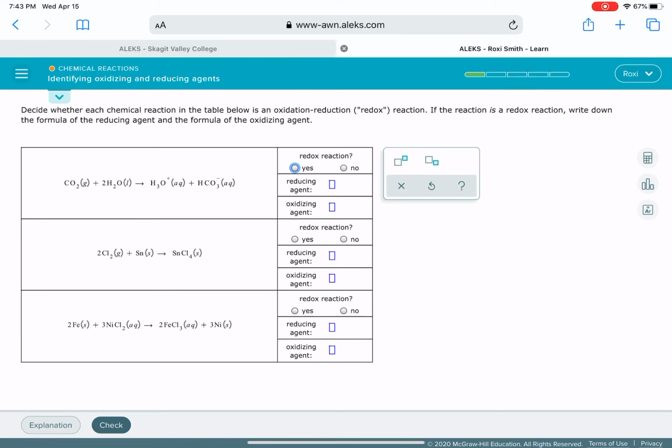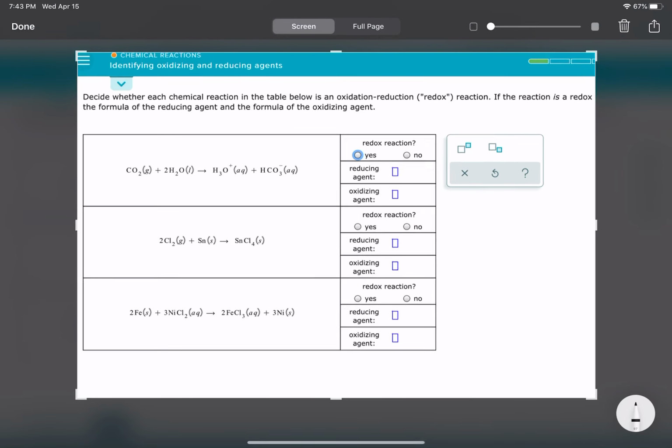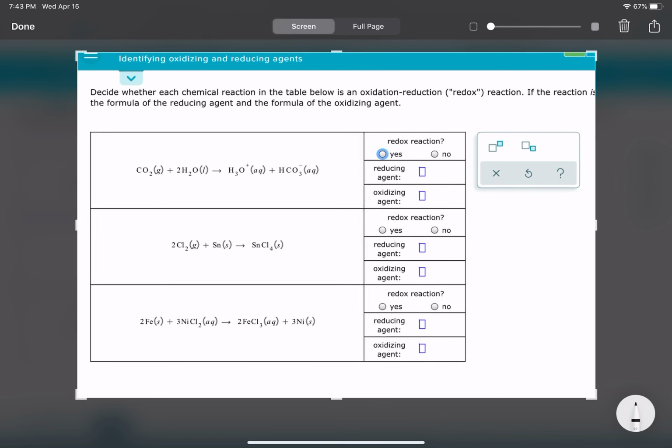Now this problem is getting even trickier. Same kind of concept, but it's just getting a little bit harder every time. So here again, we have three reactions that we're looking at. And the first thing that it's asking you is yes or no, is this even a redox reaction? And if it is a redox reaction, then you have to identify the reducing agent and the oxidizing agent, which is not the same as identifying which reactant is being reduced and which reactant is being oxidized.